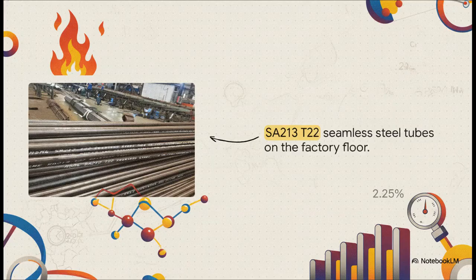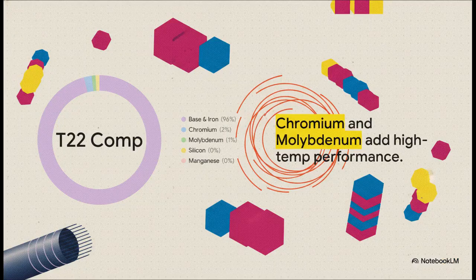Okay, moving to Part 2, the T22 grade profile. Let's look at a real-world case study, the SA213 T22 grade. The physical stamps on those seamless steel tubes sitting on the factory floor tell a story. T22 is a 2.25% chromium, 1% molybdenum ferritic alloy steel. When the heat gets turned up and you absolutely cannot afford warping or corrosion, this is your workhorse. But what makes it tick? It's all in the chemistry.